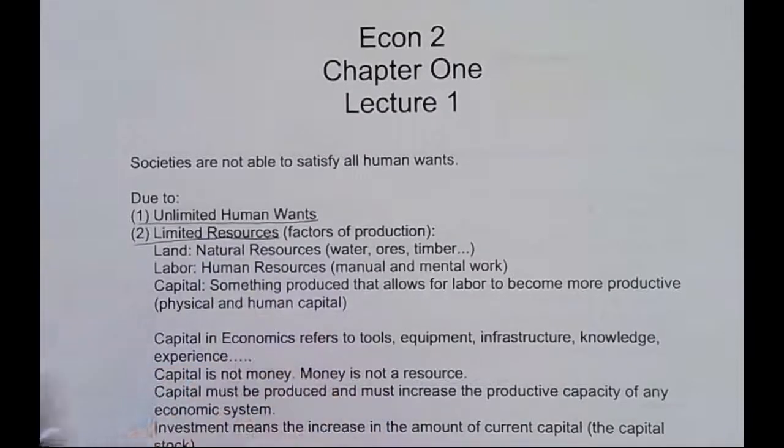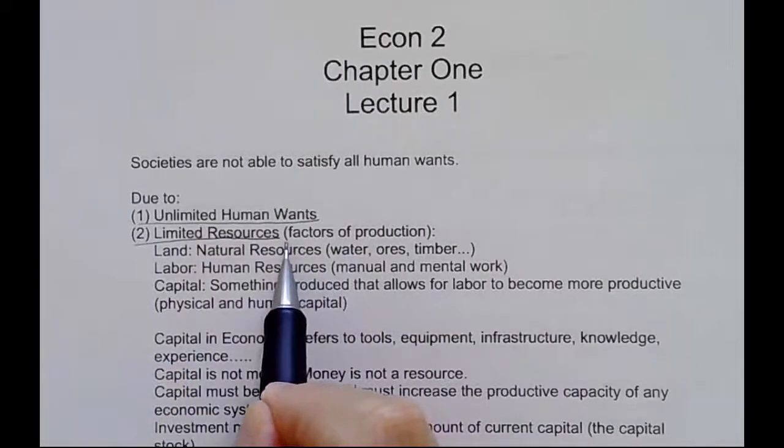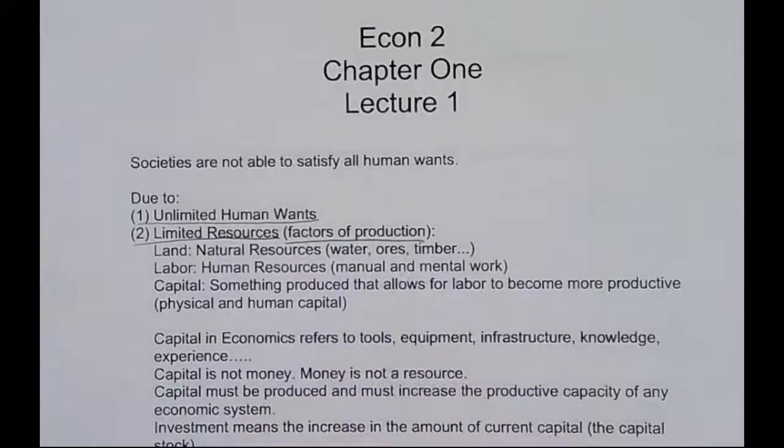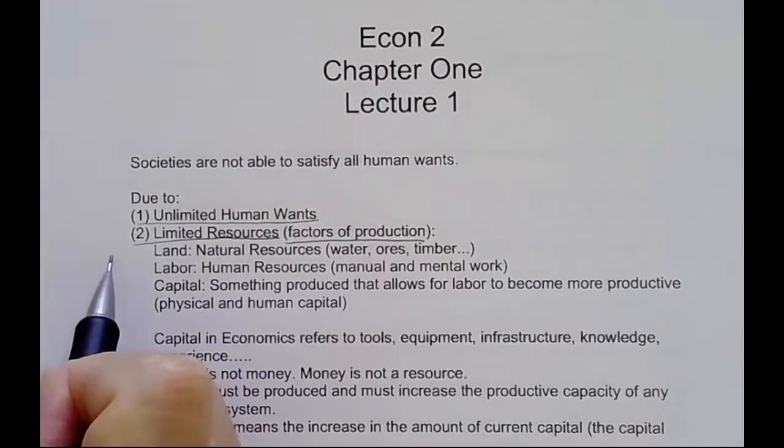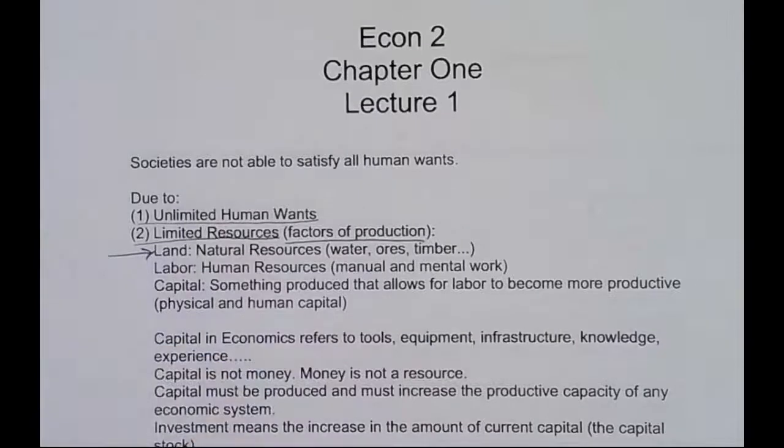And so limited resources, or the term resources, is also known as factors of production. These are the things that are used to produce goods and services. And so your economic textbook will introduce three main categories of resources. And first one is land. That's natural resources. That's what we find out there in the earth.